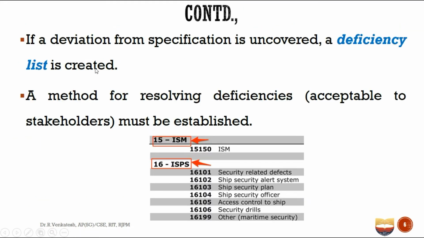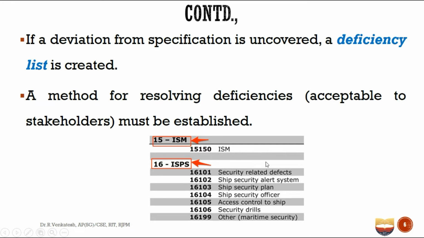If any deviation from the specification, the specification defined by the user, is uncovered, that is noted in a deficiency list. So for each and every document, we must prepare and maintain a deficiency list. This deficiency list contains the deviations from the specification. A method for recovering and resolving the deficiencies must be established.